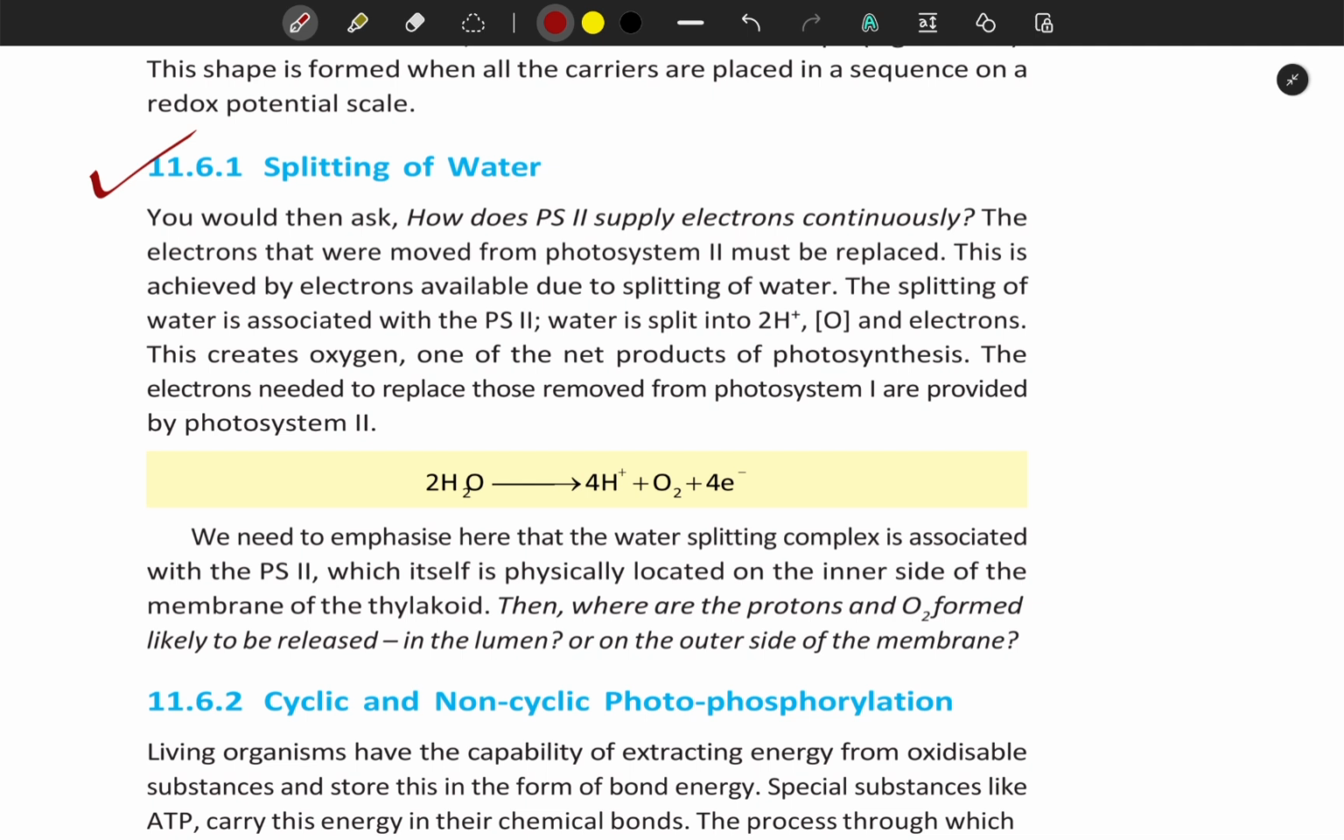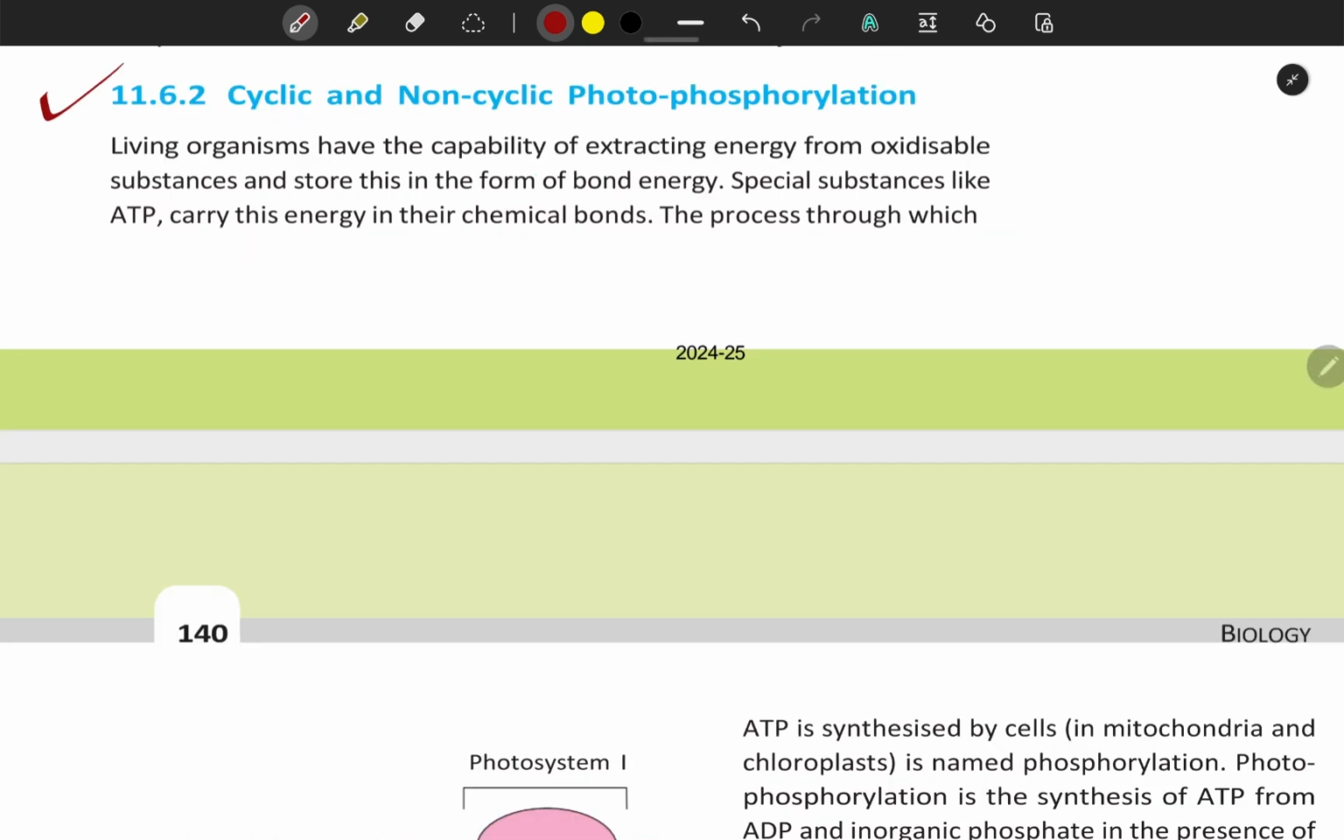2H2O gives up 4H+ ions plus O2 plus 4 electrons. We need to emphasize here that the water splitting complex is associated with PS II, which itself is physically located on the inner side of the membrane of the thylakoid. Then where are the protons and oxygen formed likely to be released: in the lumen or on the outer side of the membrane?